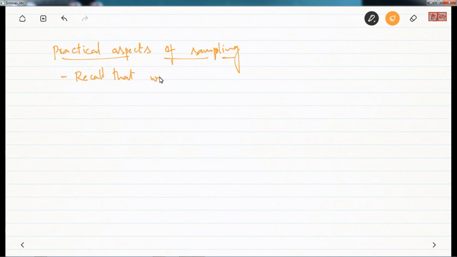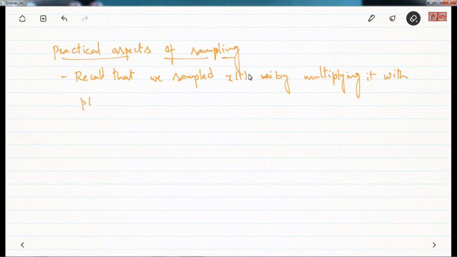Recall that we sampled x of t by multiplying it with p of t, where p of t is a periodic impulse train.